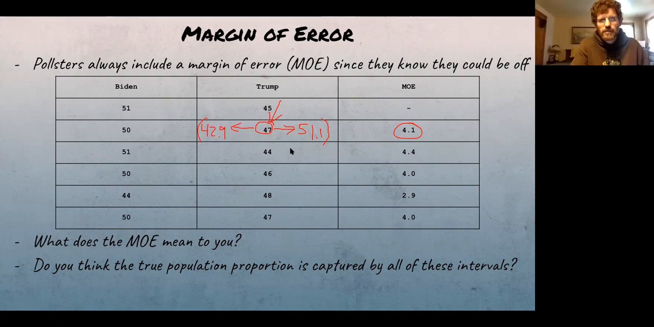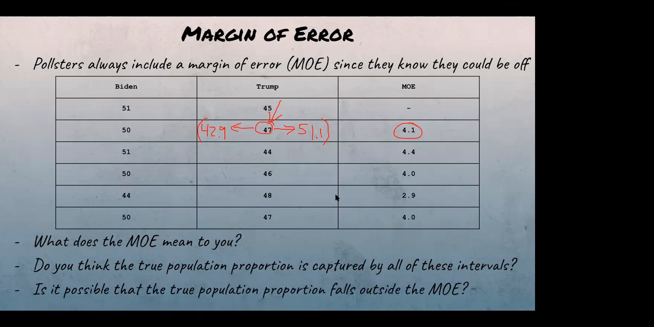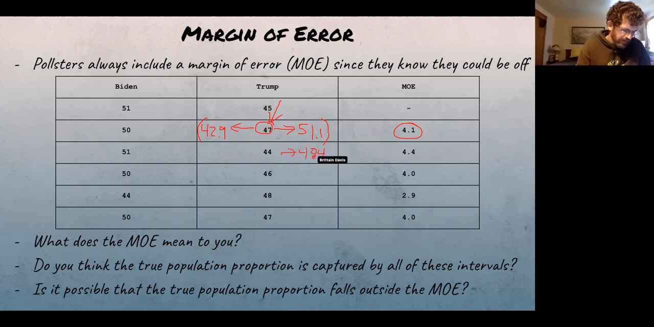So the true number of people who will eventually vote for Trump, do you think these intervals that are being created, do you think all of them are going to capture it? Or is it possible, this is the next question, that the true population proportion falls outside of some of these margins of error? Is it possible that it falls outside? Okay. And yeah, that is a fair answer here. And of course, that kind of gets to, this is 39.6. I'm not going to do all these, but right here, they're saying that it might go from 39.6 to 48.4.